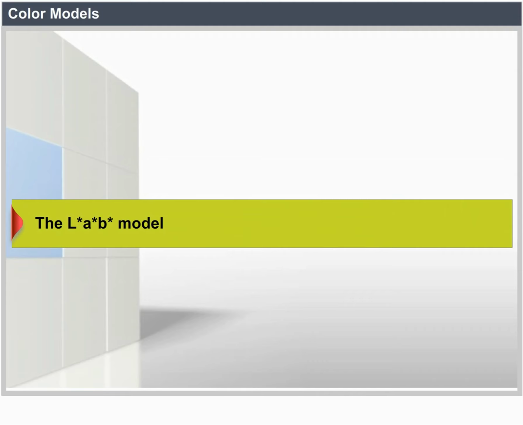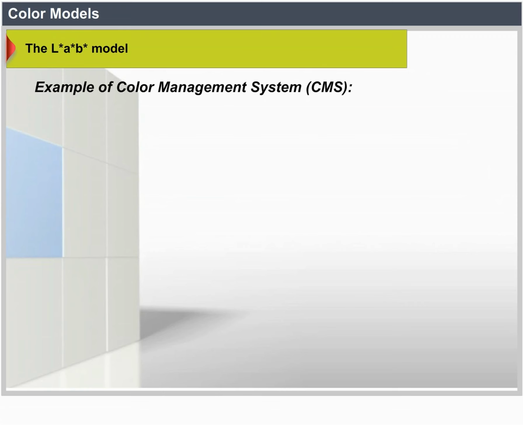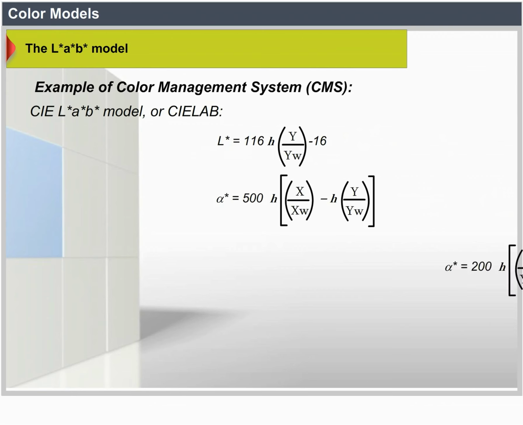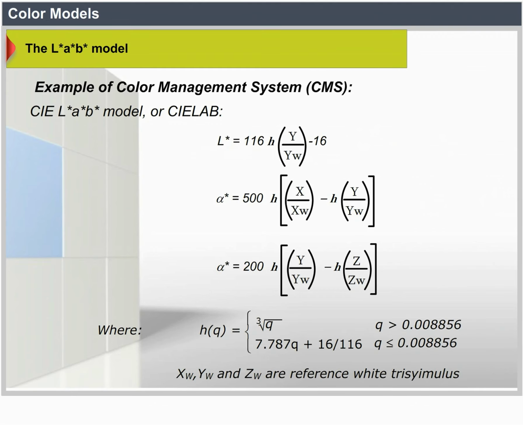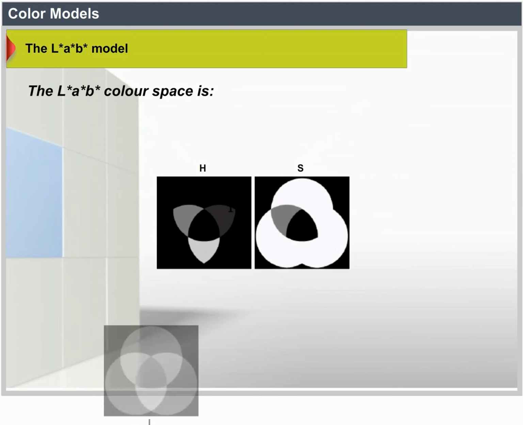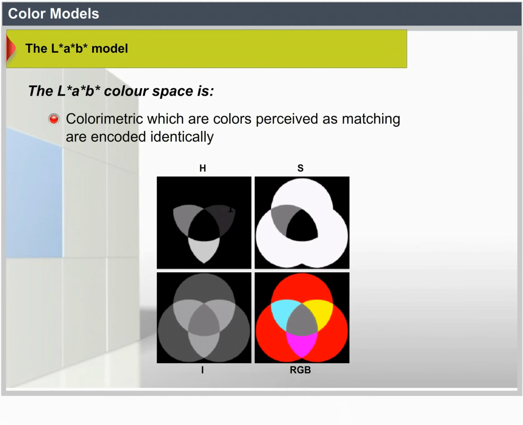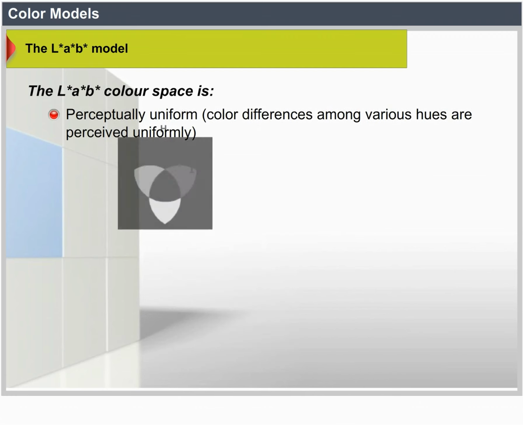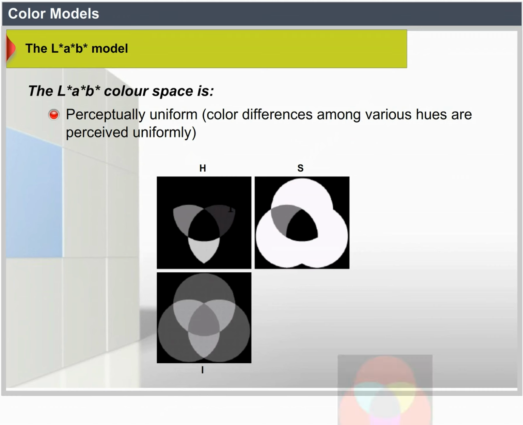The L star, A star, B star model. Example of a color management system, CMS. The CIE L star, A star, B star model, or CIE Lab. The equations for this are as shown on the screen. The L star, A star, B star color space is colorimetric: colors perceived as matching are encoded identically. Perceptually uniform: color differences among various hues are perceived uniformly.